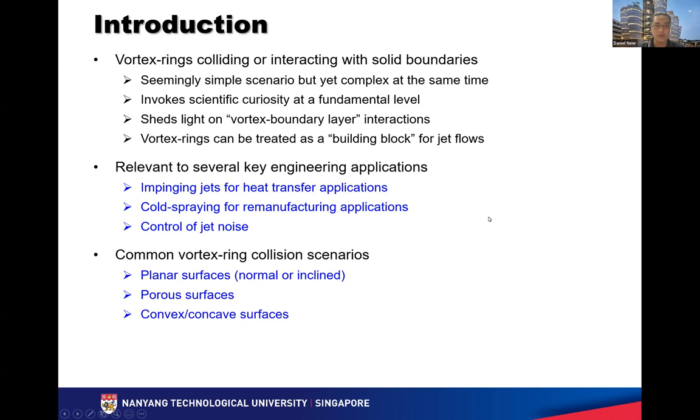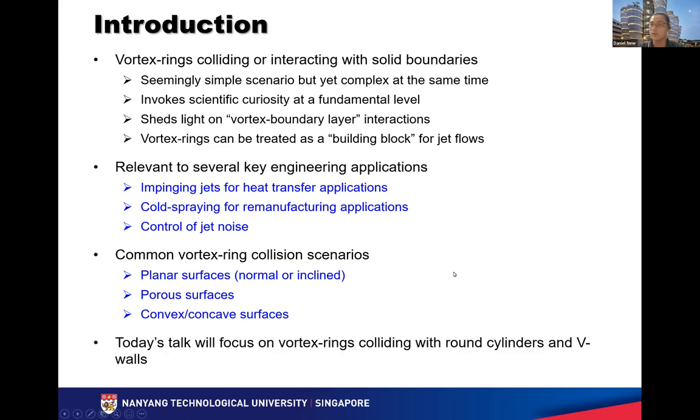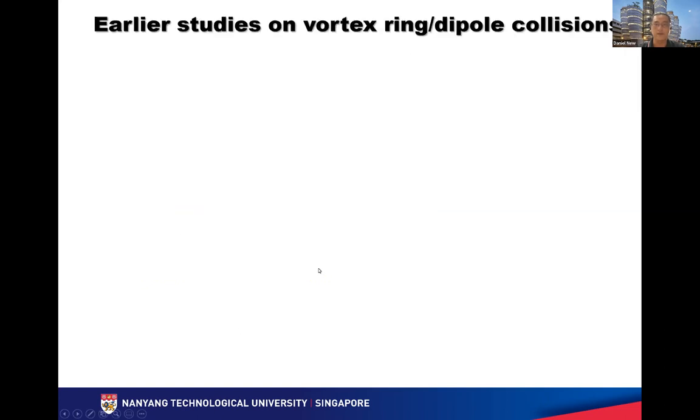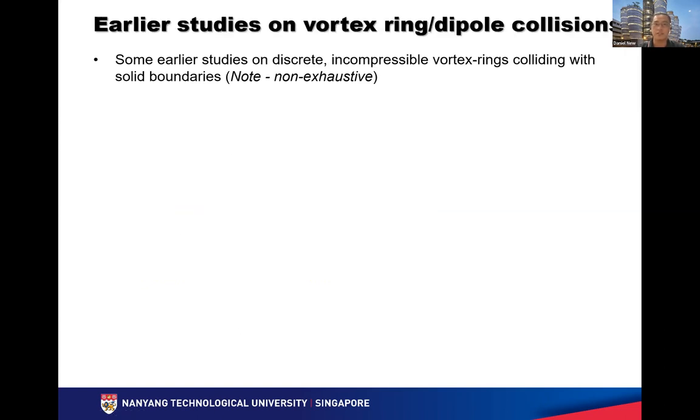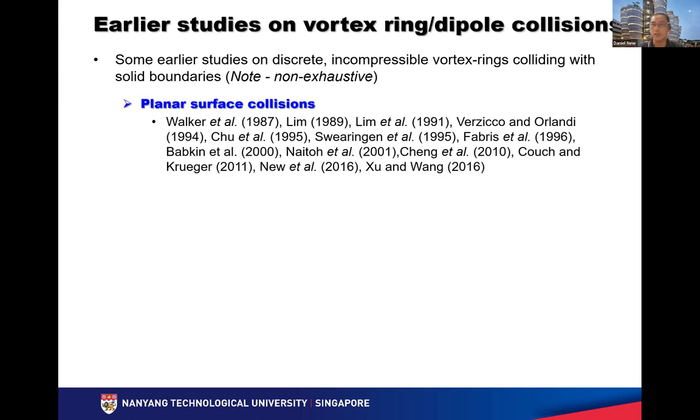Now, some of the more common vortex ring collision scenarios that we've come across over the past few decades will be vortex rings colliding with planar surfaces. There could be head-on collisions or collisions at some inclination angle, collisions upon porous or permeable surfaces, and of course, vortex rings colliding with convex or concave surfaces. For today's talk, we'll focus on vortex rings colliding with round cylinders and V-walls, and the emphasis will be on the flow dynamics. Now, this is by no means an exhaustive list, but over here, I'd like to showcase some of the earlier studies that have been performed on vortex ring collisions.